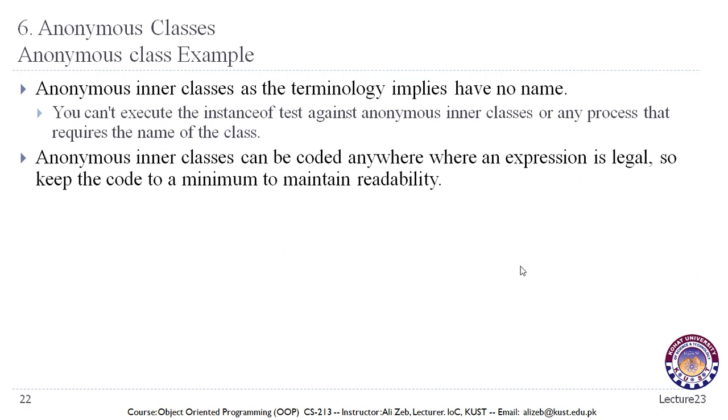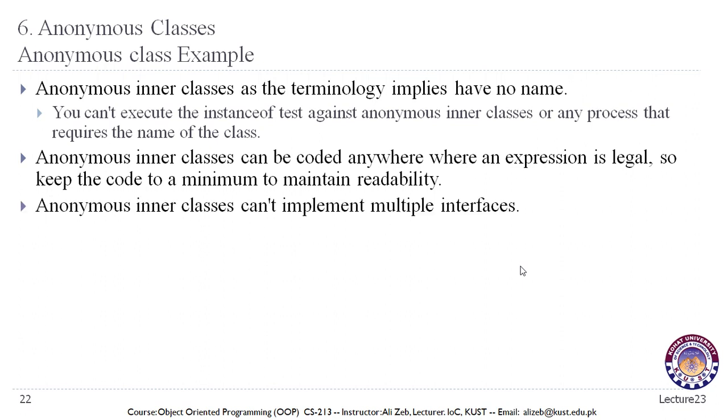Anonymous inner classes can be coded anywhere where an expression is legal, so keep the code to a minimum to maintain readability. Anonymous inner classes can't implement multiple interfaces.